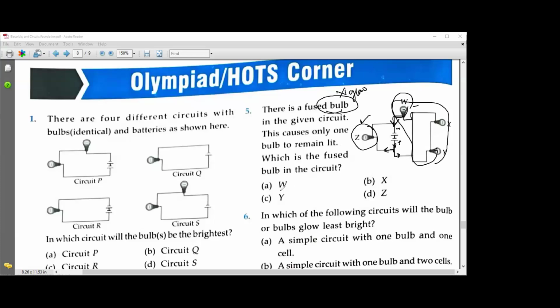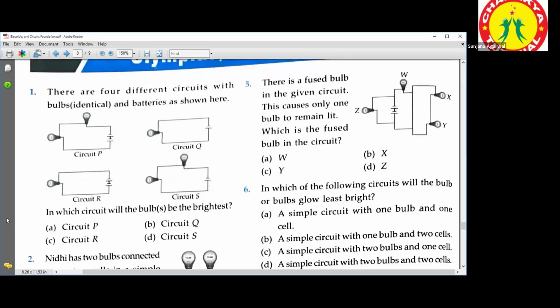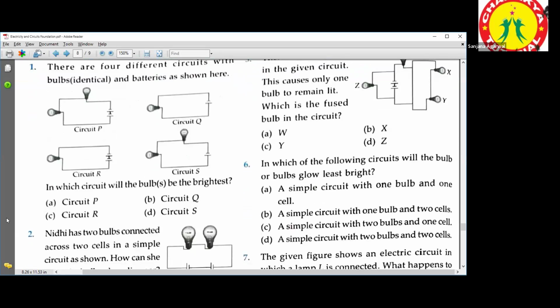Okay, ma'am. Six. This is the main purpose for the bulb to glow least bright.